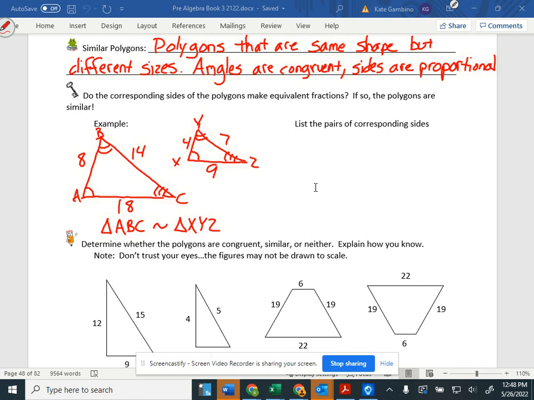List the pairs of corresponding sides. So if I have side AB, it is similar to what side? XY. So then side BC is similar to what side? YZ. And side CA is similar to side ZX.